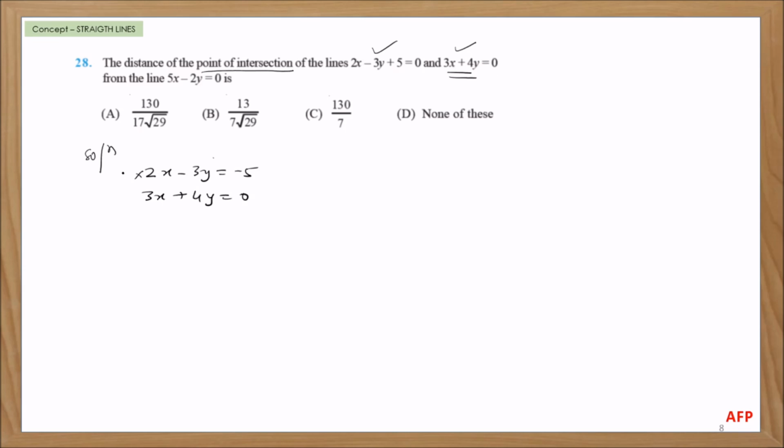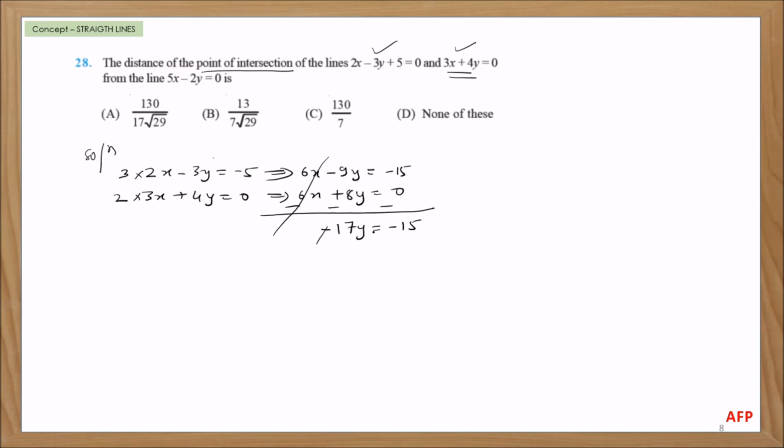So multiply it by 3, multiply it by 2. So this implies 6x minus 9y is equal to minus 15, 6x plus 8y is equal to 0. So when you change the sign, this gets cancelled. Here minus 17y, minus 15. So minus minus gets cancelled, y is equal to 15 by 17.